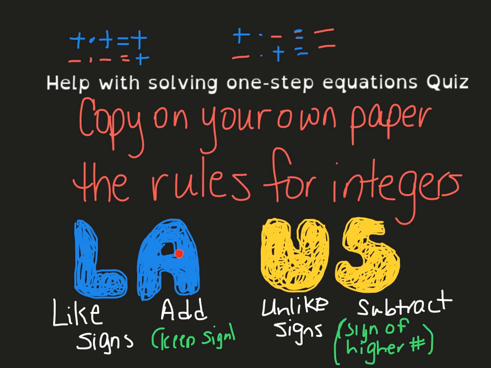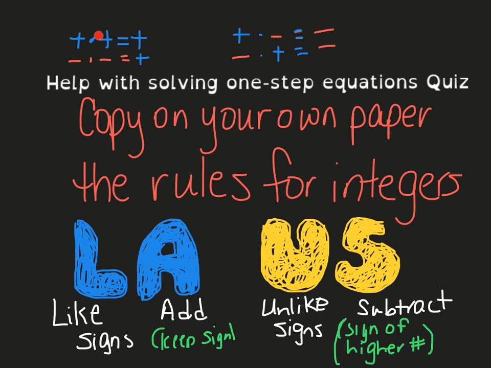But use the LA is in the US. L means if you have like signs, you add and keep the sign. If you have unlike signs, for the U, unlike, and then S means subtract. LA is in the US.